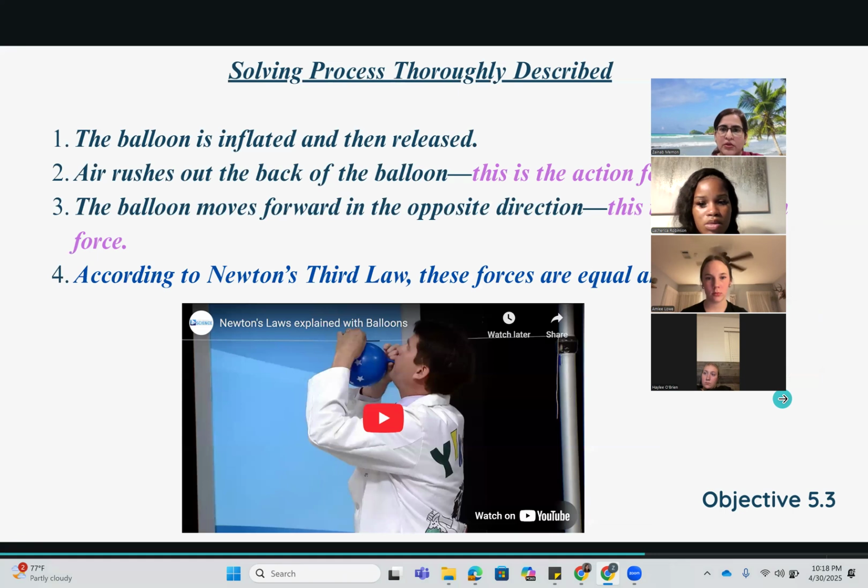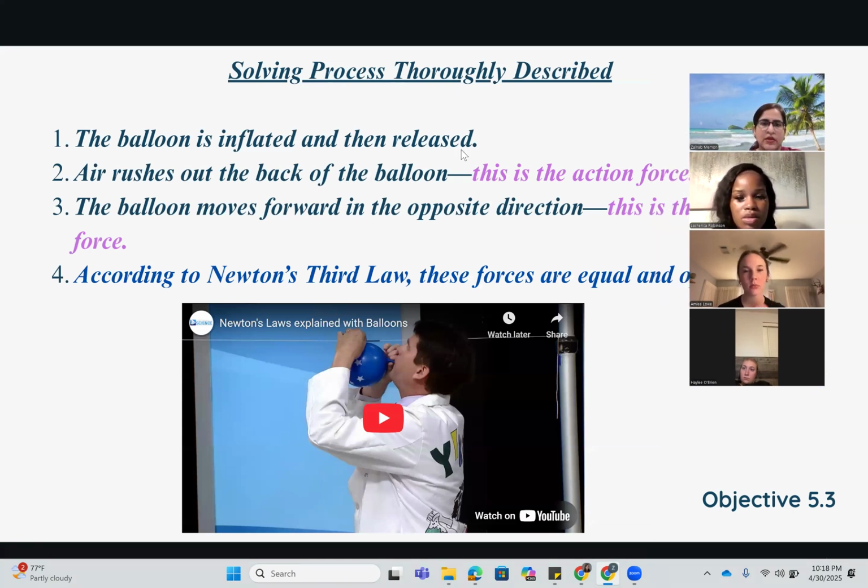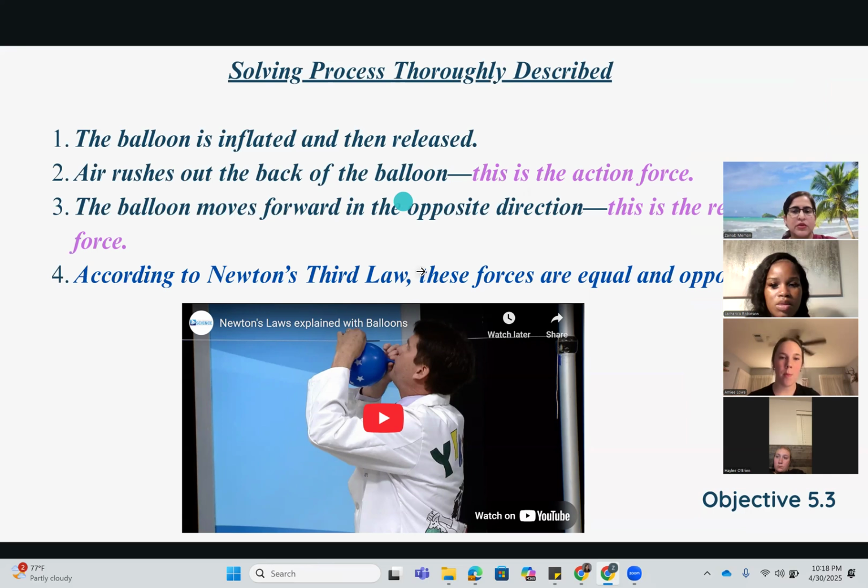Solving process thoroughly described. Yes, the balloon is inflated and then released. Air rushes out the back of the balloon, which we have seen in the problem. This is the action force. When the air rushes out the back of the balloon, this is called the action force, and the balloon moves forward in the opposite direction. That's the reaction force. According to Newton's third law, these forces are equal and opposite.